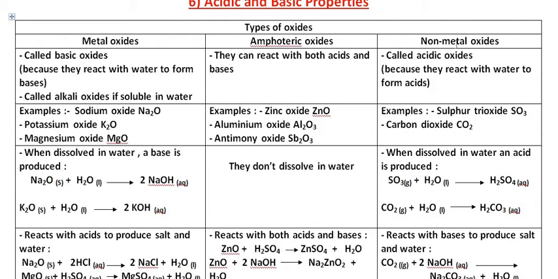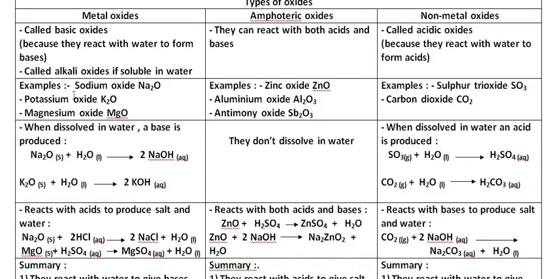On the other hand, non-metal oxides react with water to form an acid. So non-metal oxides are called acidic oxides. Why acidic oxides? Because the non-metal oxides react with water to give acids. Examples: sodium oxide, potassium oxide, magnesium oxide are metal oxides. Sulfur trioxide and carbon dioxide are examples of non-metal oxides.